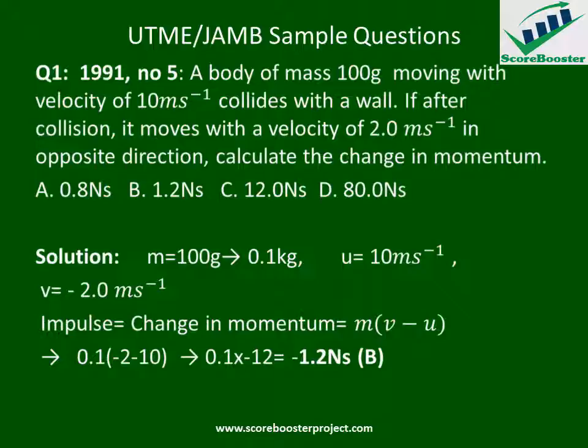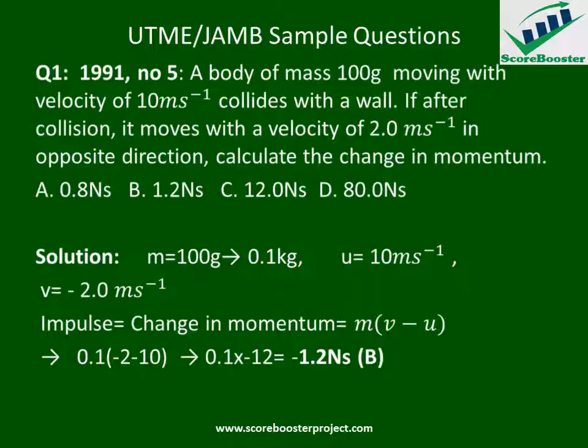Then also from the question you are given initial velocity u to be 10 meters per second, while the final velocity is minus 2.0 meters per second. The minus here is indicating that the final velocity of the object is in opposite direction with the initial velocity, as stated in the question.